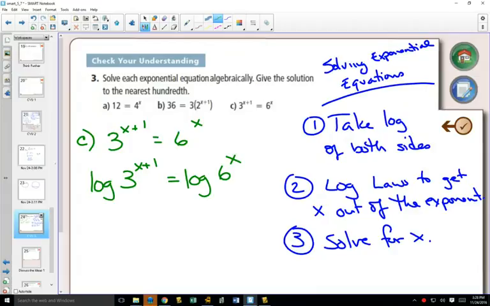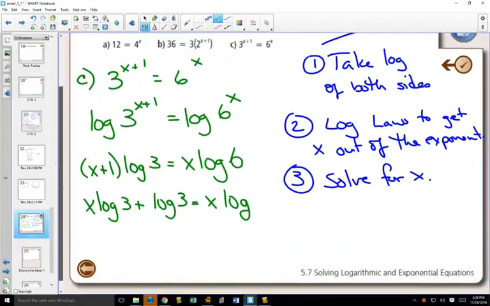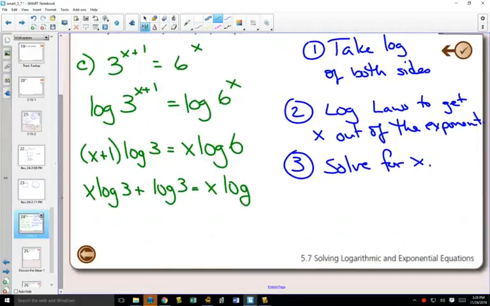So we've taken the log of both sides. The exponent is to the entire base, so you can bring that exponent out in front. And when we distribute, we'll get x log 3 plus log 3 equals x log 6. Now, if you've solved equations before that had more than one x and you were solving for x, you got your x's all on one side. So we'll do the same thing here.